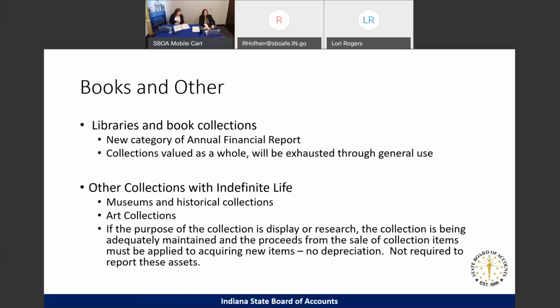What classification would be used for law books? It would be a library. If you were going to do that, you would do it as a library or books. If you have sufficient funding in your law library that you think it's important enough to capitalize and report that, it would be under books and other, and it would be a capital asset that would be depreciated.